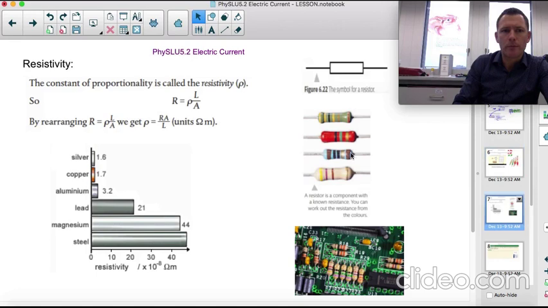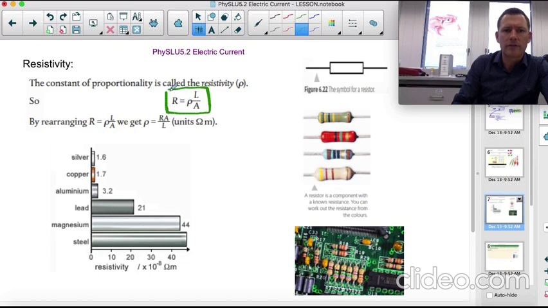So this is a formula we sometimes use: the resistance increases with the resistivity, increases with the length, and decreases with the cross-sectional area. Jot that down. We use this kind of lowercase p. It's the Greek letter rho for resistivity.